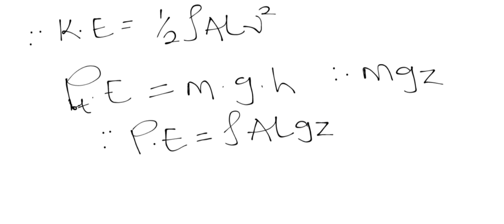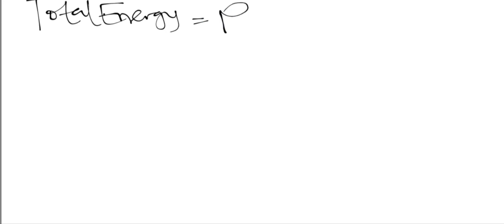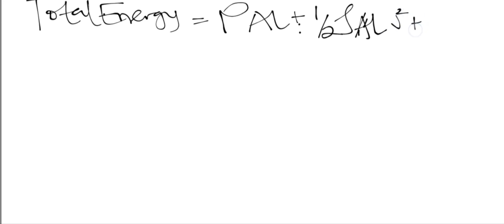Now I'm going to insert them in the total energy equation, because Bernoulli's law says that the total is the sum of the pressure energy, the potential energy, and the kinetic energy. Therefore, the total energy is equal to the pressure energy, PAL, plus the kinetic energy, which is a half rho AL V squared, plus the potential energy, which is rho ALgz. The Bernoulli equation states that the summation of these energies is constant throughout the streamline. That's the sum of the energies at the inlet is the same in between the inlet and the outlet, and is the same at the outlet.